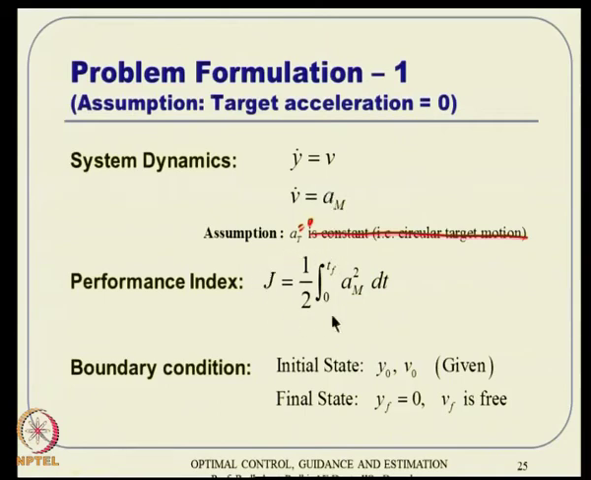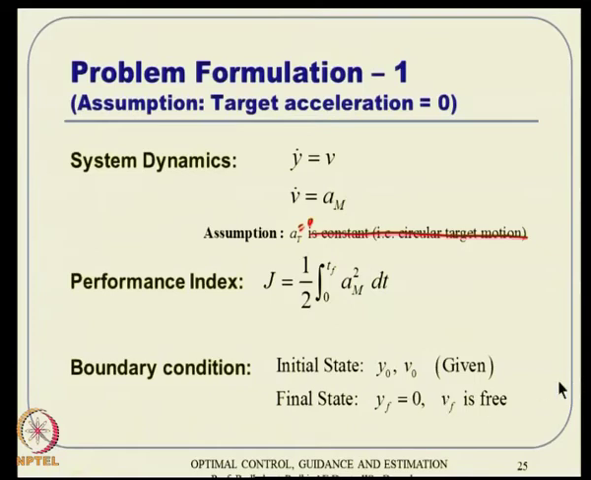Now, the performance index: obviously I would like to have minimum lateral acceleration, I want to generate minimum induced drag. So, minimum lateral acceleration makes sense. This is what I want to minimize subject to these two system dynamic equations, very simple. Initial state is known to me, y naught, v naught, and final state is also known to me. What I want is yf has to go to 0, whereas vf is free.